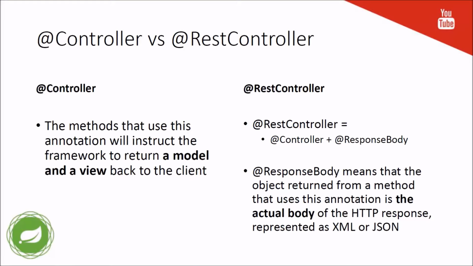We also have another annotation that is just @Controller. So what is the difference between the two of them? We use a controller in Spring terminology to return a model and a view back to the client. So the client will get an HTML page that has been processed by Spring. When we use a REST controller, we basically send back to the client an object that is represented in JSON or XML, mostly in JSON if you talk about web applications.